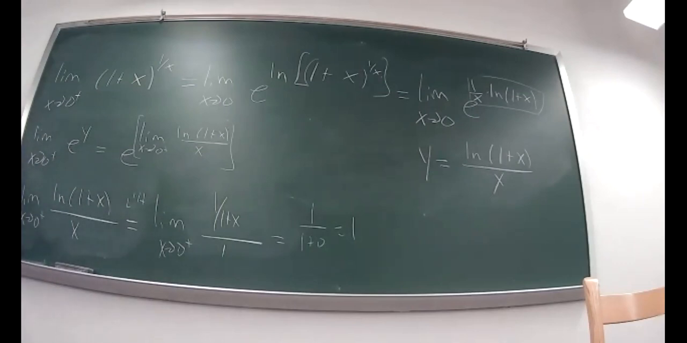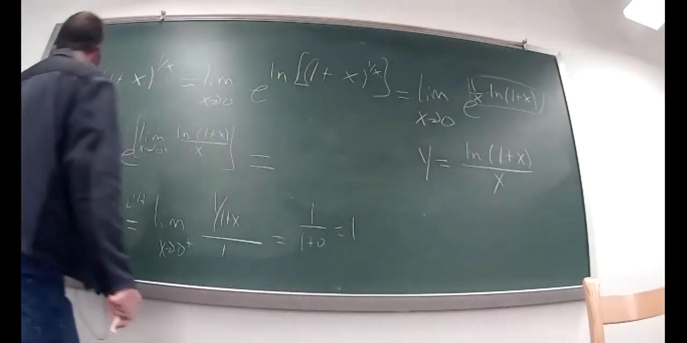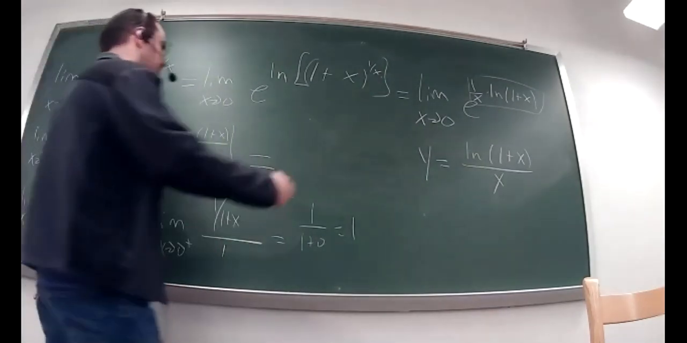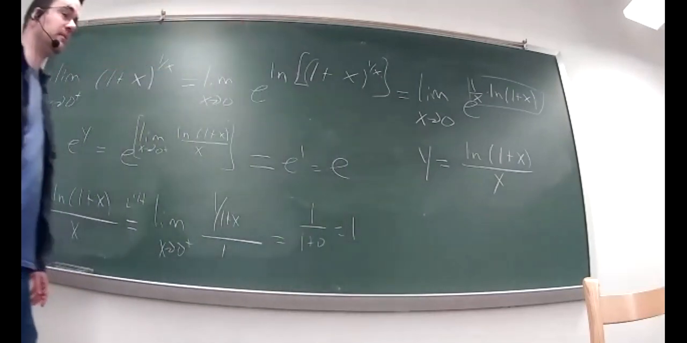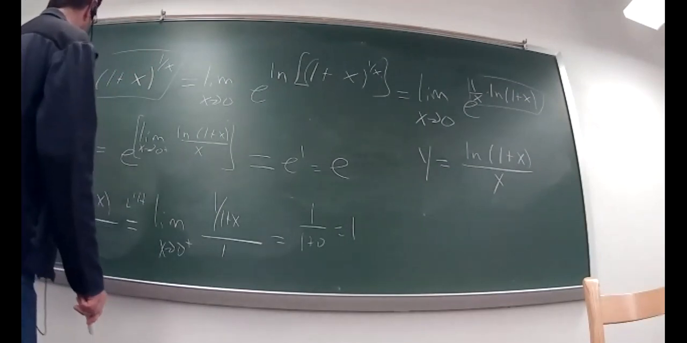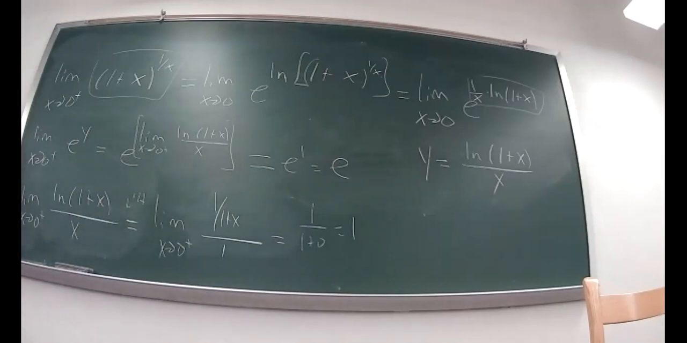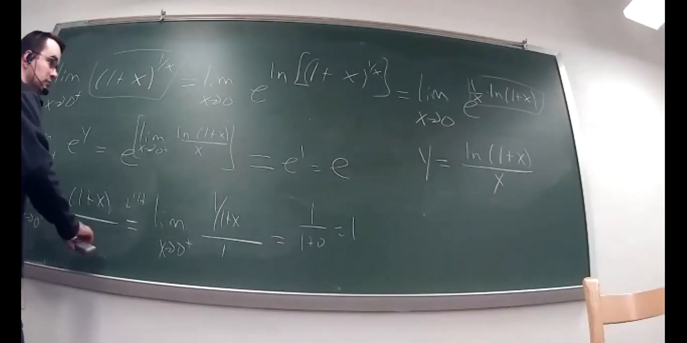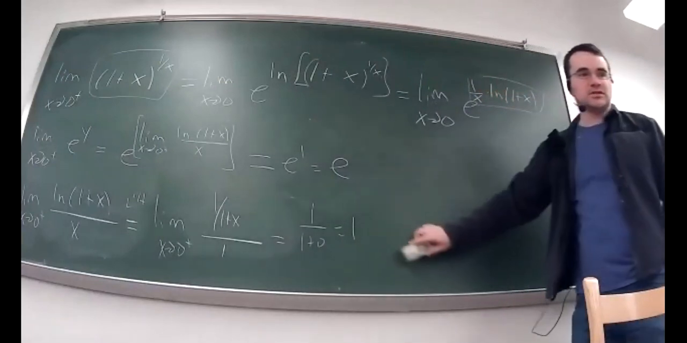So this limit's equal to 1, and therefore, the limit as x goes to 0 of e to the y is going to be equal to e to the 1, equal to e. Telling me that limit as x goes to 0 plus of this expression, 1 plus x to the 1 over x, actually limits to e. So any questions, comments on that?